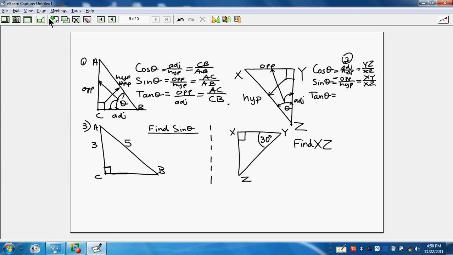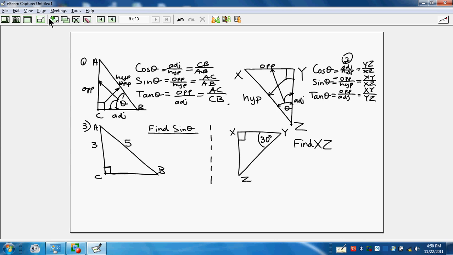And then tan theta, from SOHCAHTOA we learned, was opposite over adjacent. In this case, opposite is XY and adjacent is YZ, so it will be XY over YZ. Okay, so that's what you should have gotten when you did it. Make sure you understand that, because this is how we would work out everything.